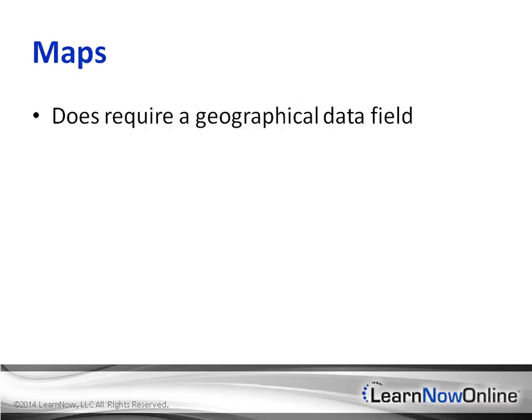Last but not least, maps. One key item to keep in mind whenever you're using maps is that you do require a geographical data field. And we'll see that in the field pane, it shows a little globe icon. It's indicating that it is already formatted for that purpose. That is what you're going to need in order to create a map. Otherwise, you might run into trouble. So now let's go ahead and take a look at all these topics in a demo.